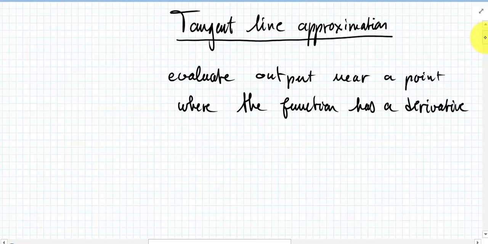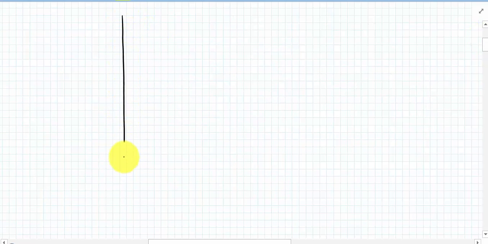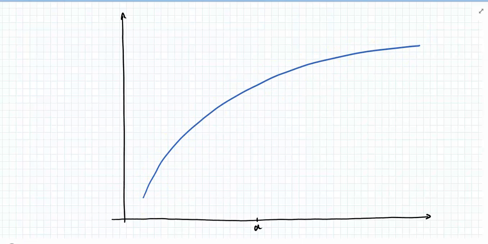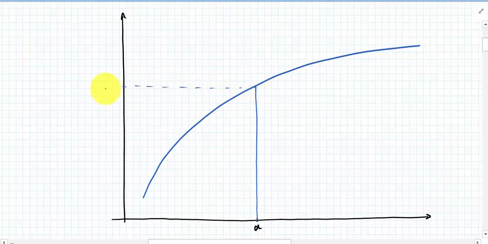Well, let's look at it graphically. So let's graph a function that is differentiable at a point that I will call A, right here. So let me graph the function like this, and let's plot f of A. The length of this segment is f of A, about here. Okay, so let's draw the tangent line. If it is differentiable, then it has a tangent line. Here we go.